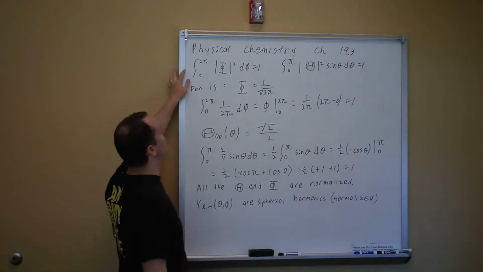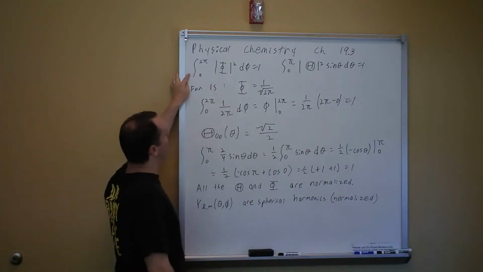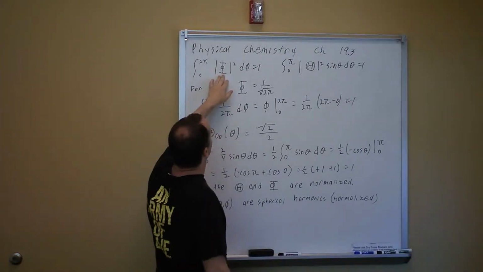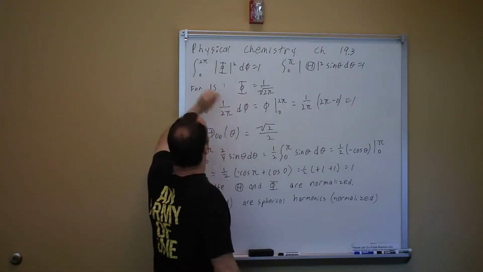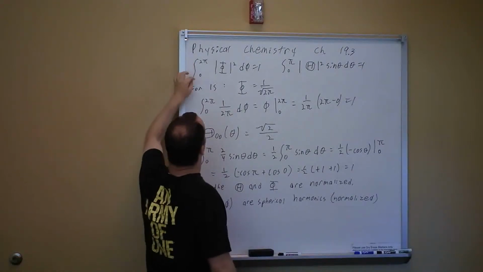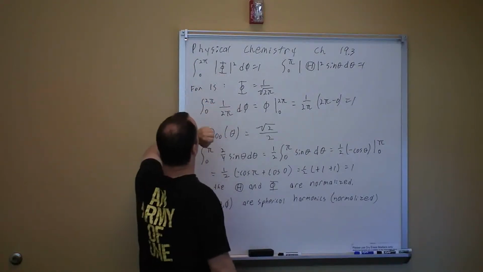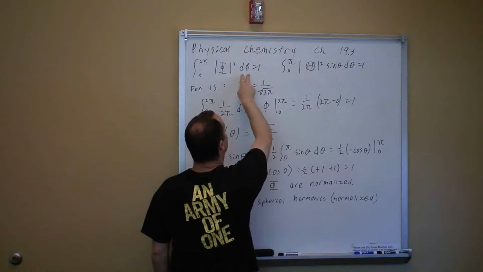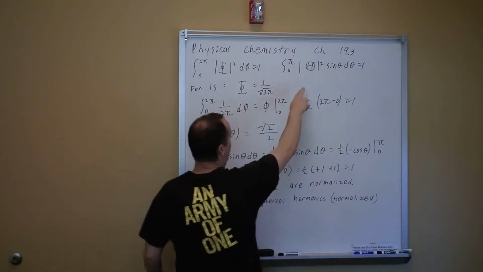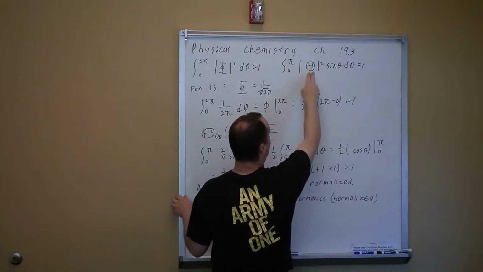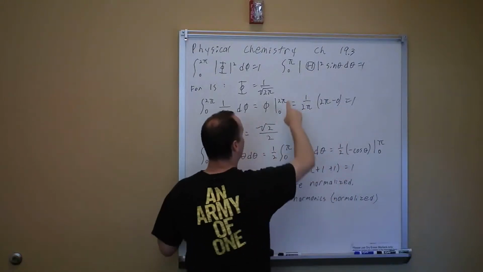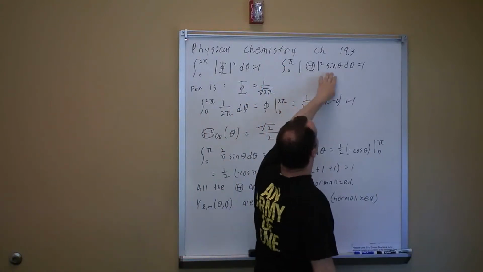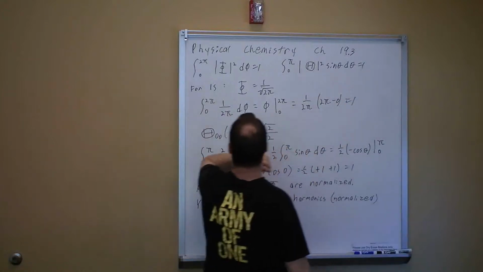Okay, we're in Physical Chemistry, Chapter 19, Section 3. We're talking about how the spherical harmonics of a function are normalized. So for capital phi, remember, that's the function, lowercase phi is the angle. For that one, we integrate from 0 to 2 pi. And it's a real function, so its complex conjugate is just itself. So the integral from 0 to 2 pi of capital phi squared d phi is equal to 1. And likewise, for the function capital theta and the angle lowercase theta, you integrate from 0 to pi. So the integral from 0 to pi of capital theta squared times sine theta d theta is equal to 1.